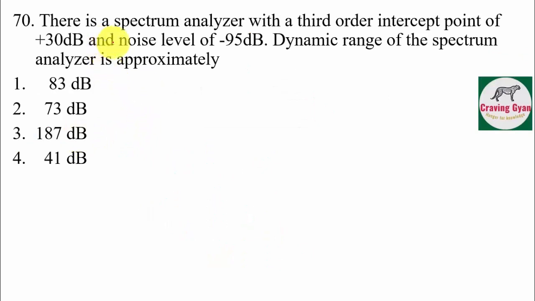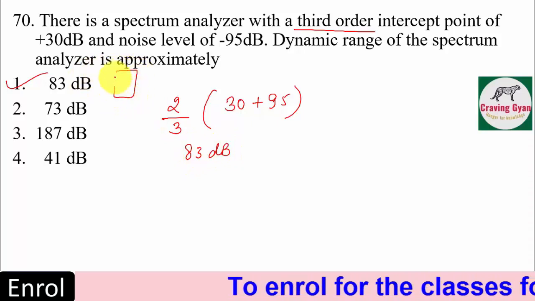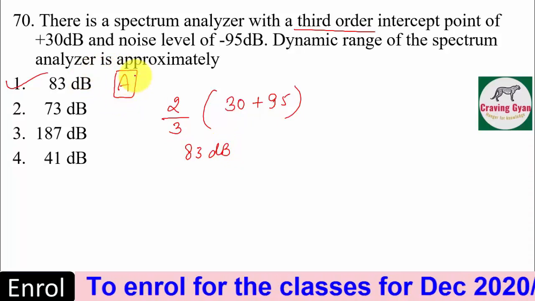Moving on to the 70th question, what they have given is a spectrum analyzer with a third order intercept point of 30 dB and noise level of minus 95 dB. Dynamic range is given by 2/3, because they are asking for the third order intercept point, 2/3 of 30 plus 95. You are going to take the magnitude. Upon solving, you will be getting 83 dB. Nothing but option A is correct.